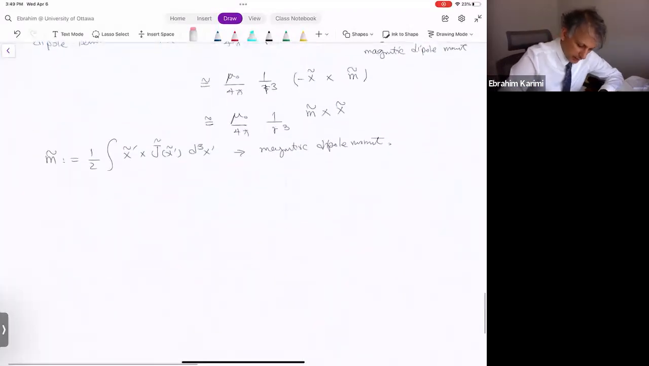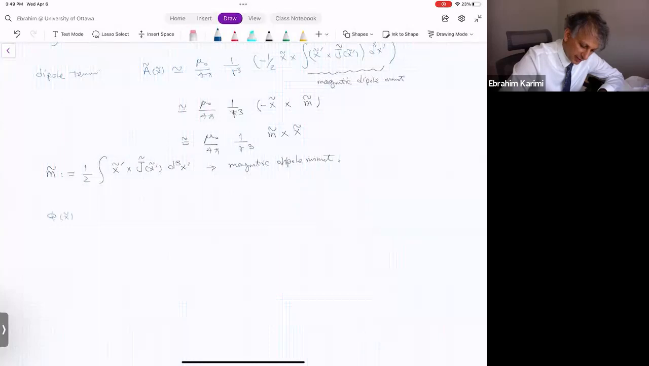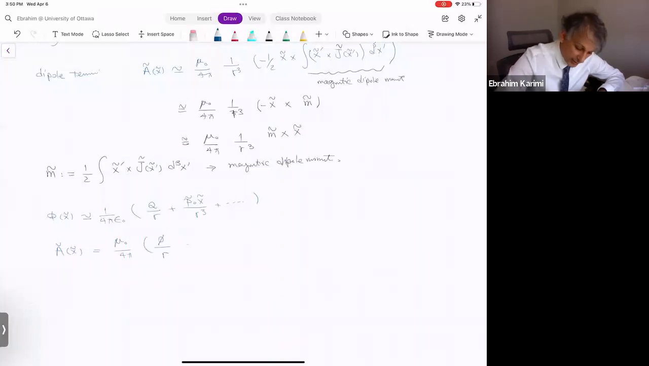So again, I'm looking at phi, the electric scalar potential, where the first term was Q. Assume that we have 1 divided by 4 pi epsilon 0, then we had Q divided by R, and then P dot X divided by R cubed plus the other terms. Do you remember? Here, the vector potential is given by mu 0 divided by 4 pi. The first term is 0 divided by R. The second term is given by m cross x divided by R cubed, plus the other terms.